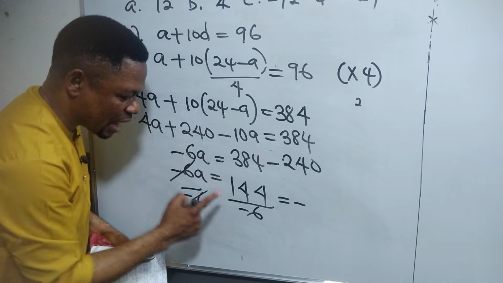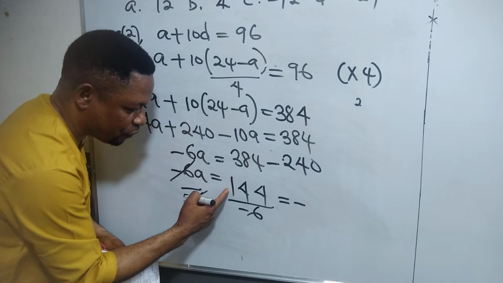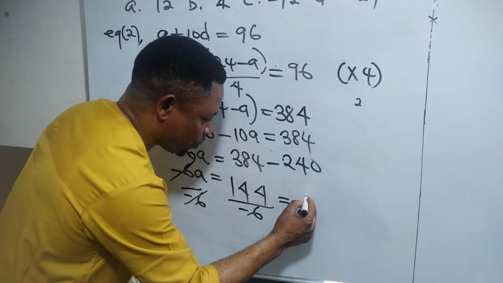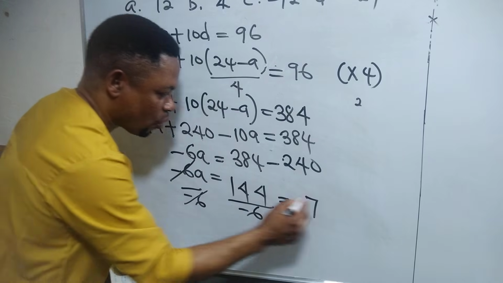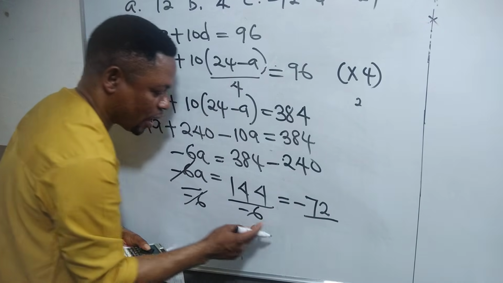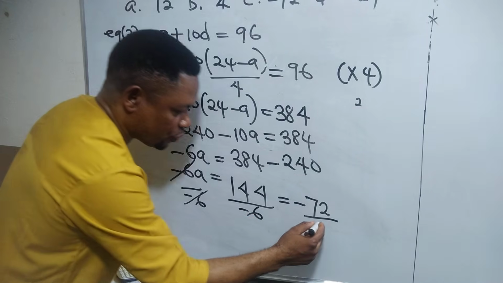Minus. Are you there? Can you see that 2 can break them? 2 break 14. We give you what? Are you with me? We give you 7. 2 break 4. We give you 2. Oh my goodness. All over. Then 2 can break this. We give you what? 3.